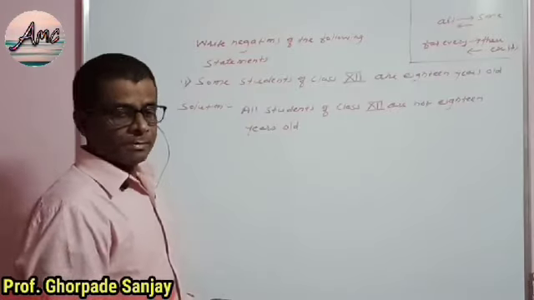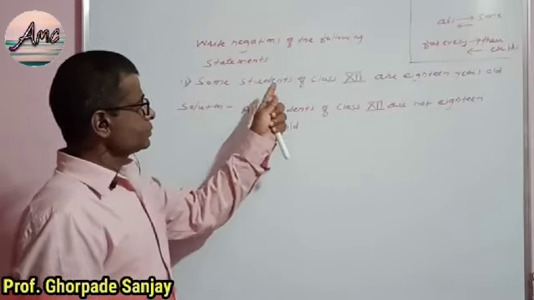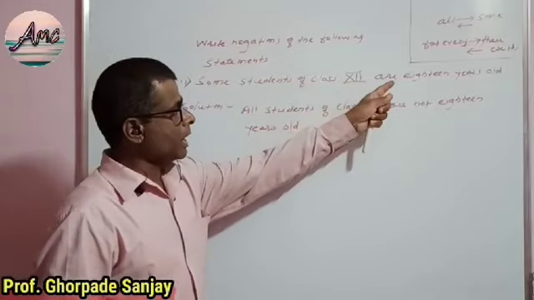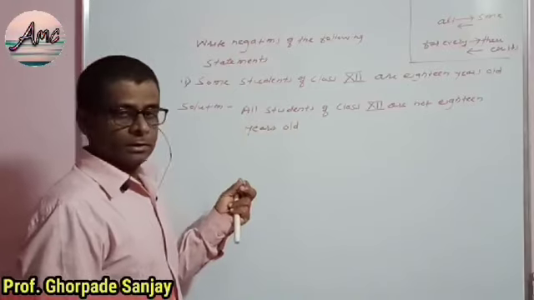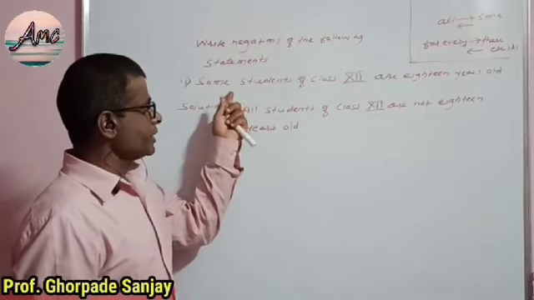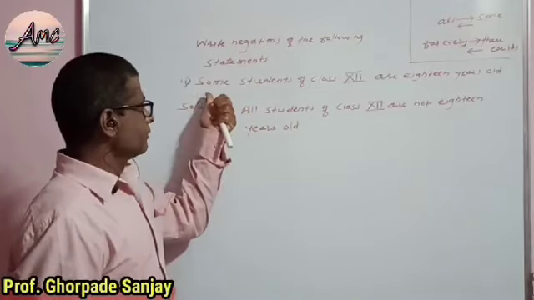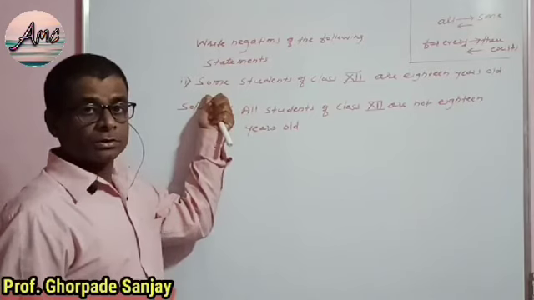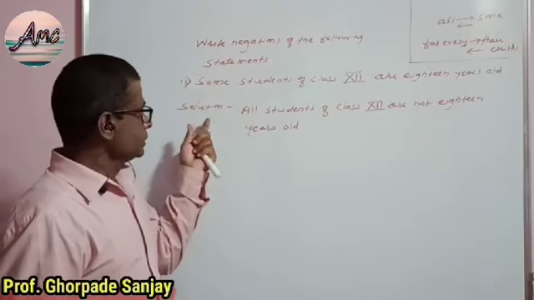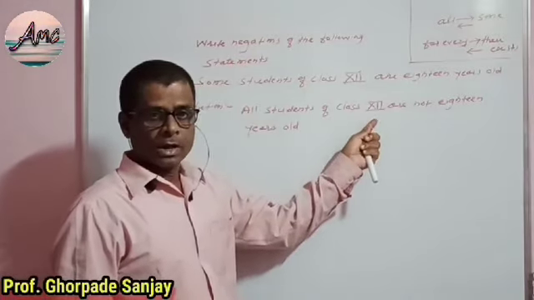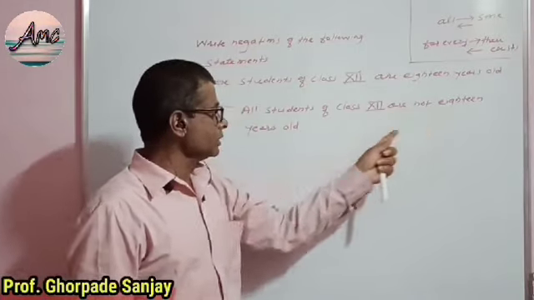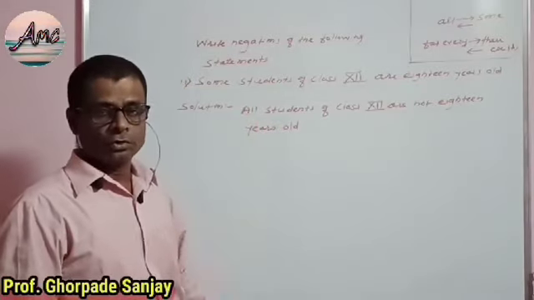Take the next example. Some students of class 12 are 18 years old. Now to write the negation of this quantified statement, the word 'some' is replaced by what? 'All'. Then its negation is: all students of class 12 are not 18 years old.